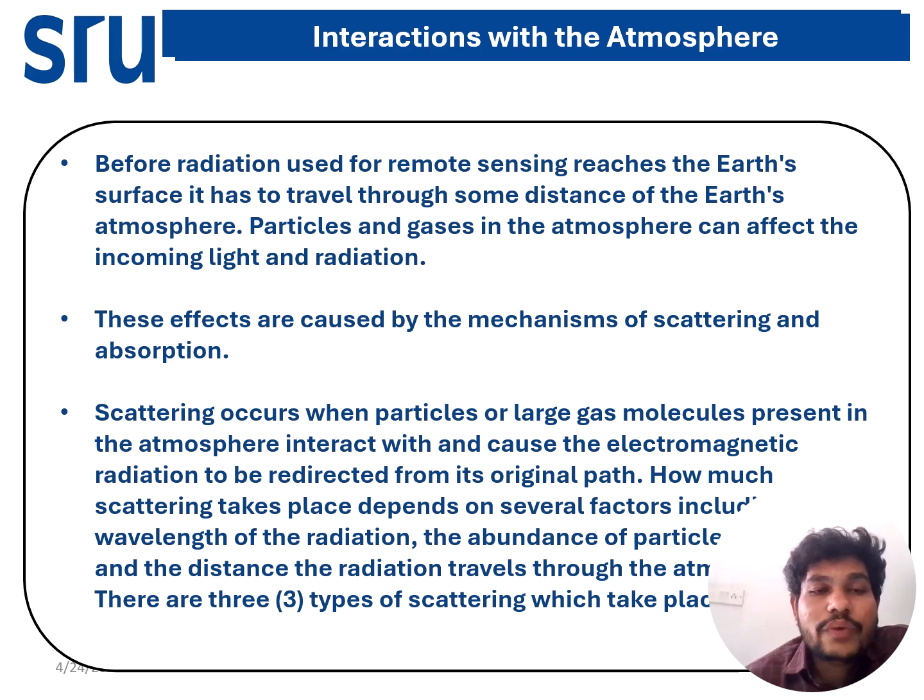So we'll see how the radiation used for remote sensing reacts with the atmosphere and the earth as it passes through the atmosphere. Before the radiation reaches the earth surface, it has to travel through the atmosphere. There are some particles and gases present which affect the incoming radiation, or we can say the light, and this effect is caused by scattering and absorption.